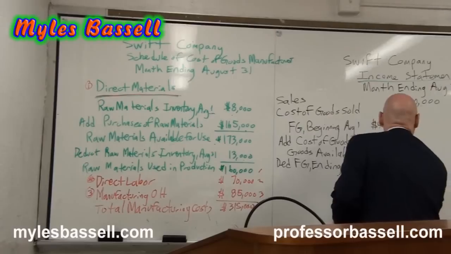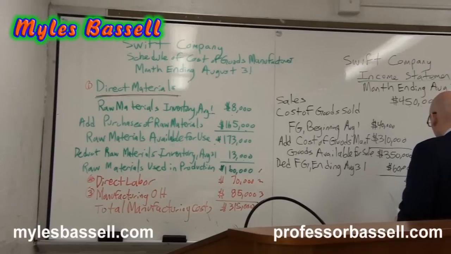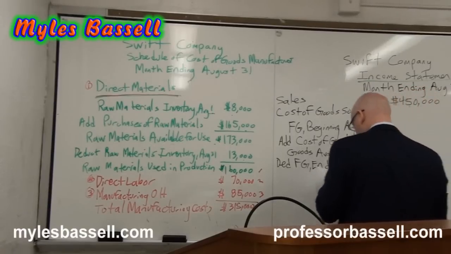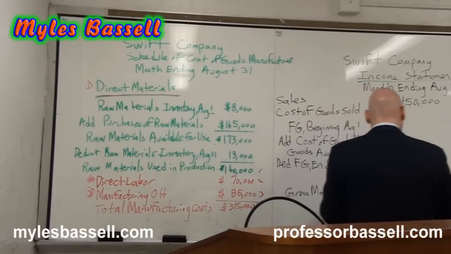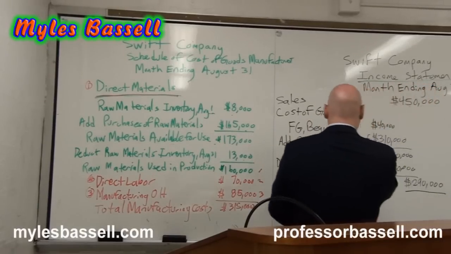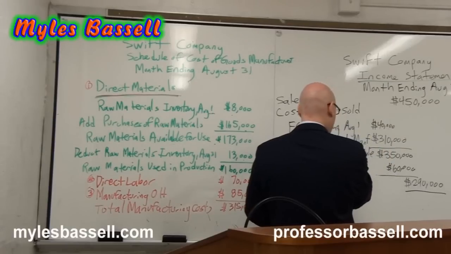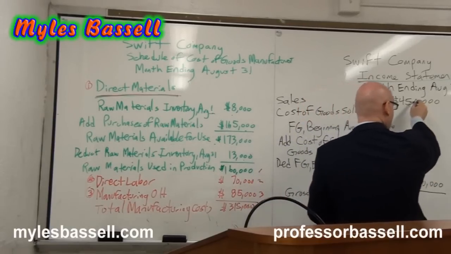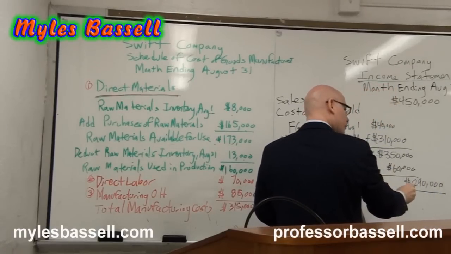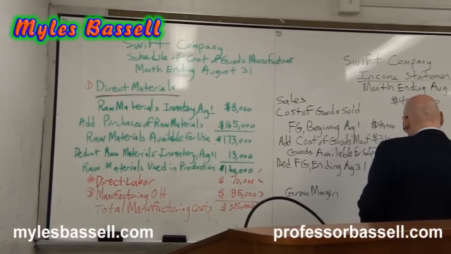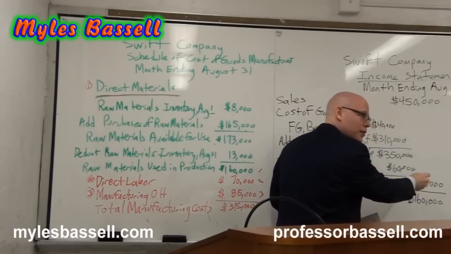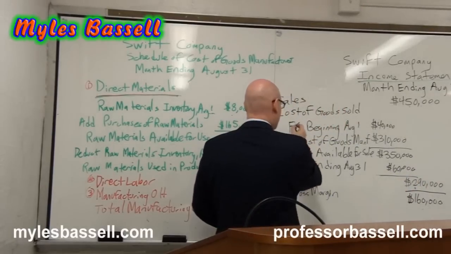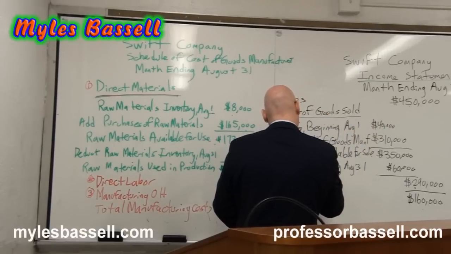Actually, let's move this over here. So from the goods available for sale, we deduct the finished goods of 60,000, we get 290,000. From the sales is what? 160,000 is our gross margin. So what is this number? Right? That's the cost of goods sold. That's what we're calculating here. So the cost of goods sold is 290,000.